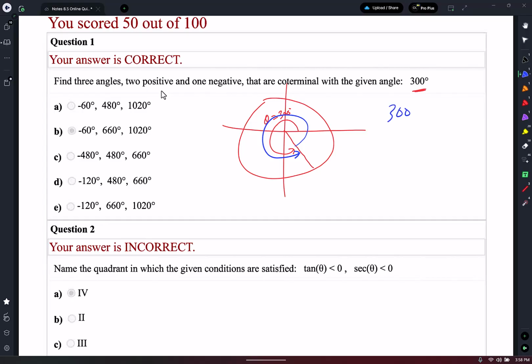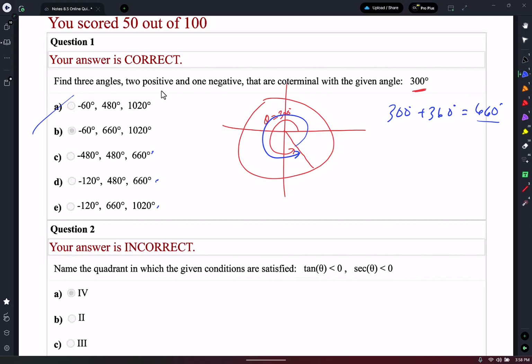360. Yeah, so take the 300 and add 360 to that. So let's see, 300 plus 300, that's 600, plus another 60, that's 660. So one coterminal angle is 660. So if it doesn't have 660, take it out. That's the only one that's out. Obviously, the correct answer is B because that's what they chose.